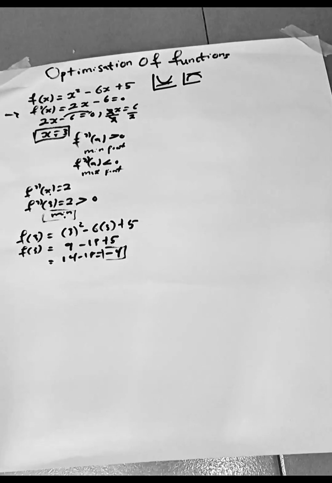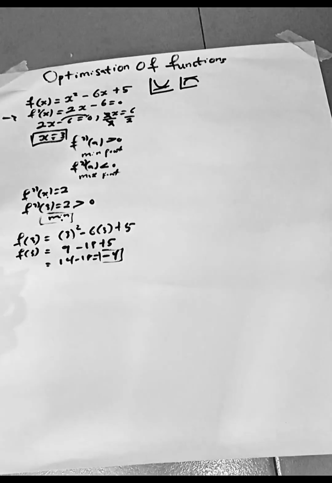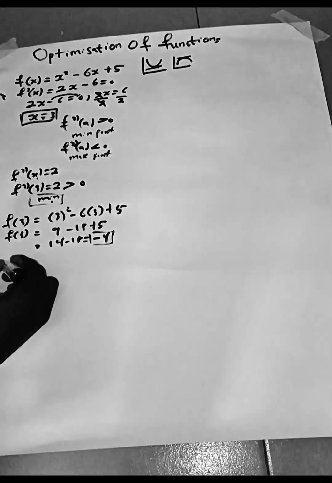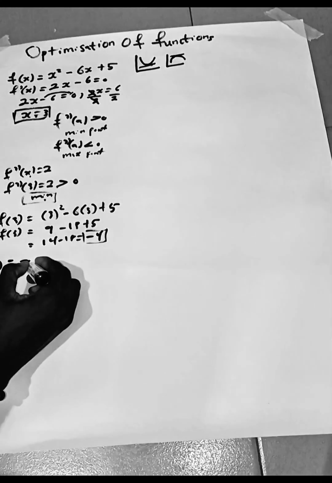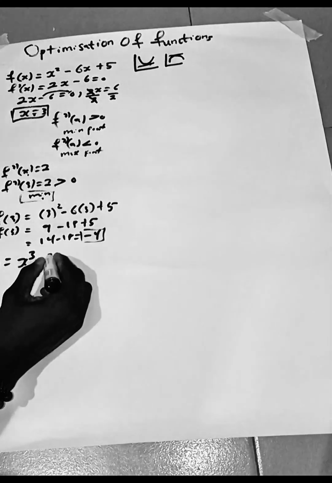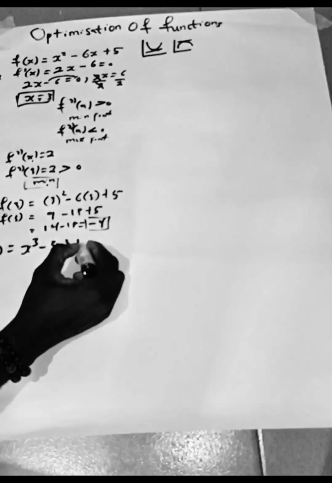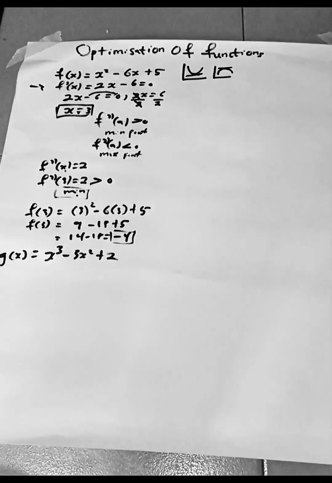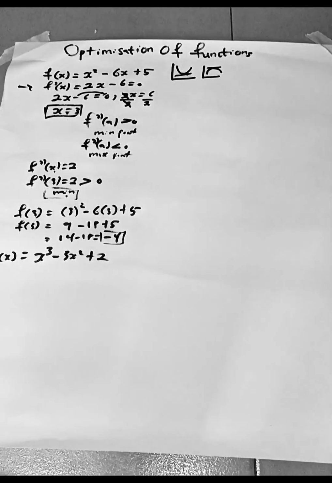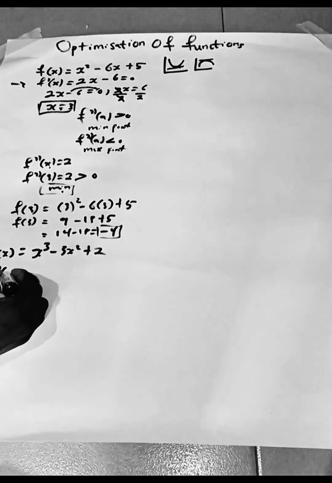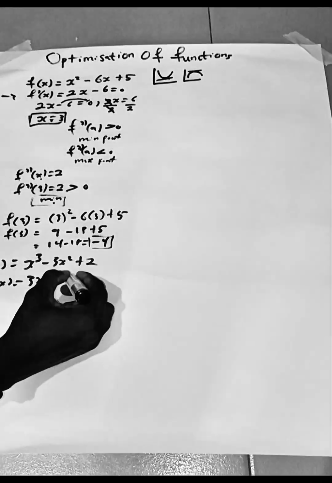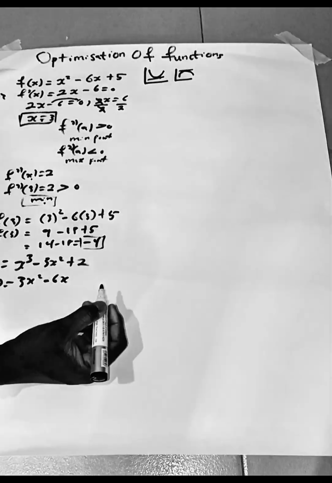So let's take another example. Let's say we have g of x equal to x cubed minus 3x squared plus 2, and we're asked to optimize this function. The first thing we need to do is find the first derivative of the function. So g prime of x is equal to 3x squared minus 6x. The derivative of the constant is 0.